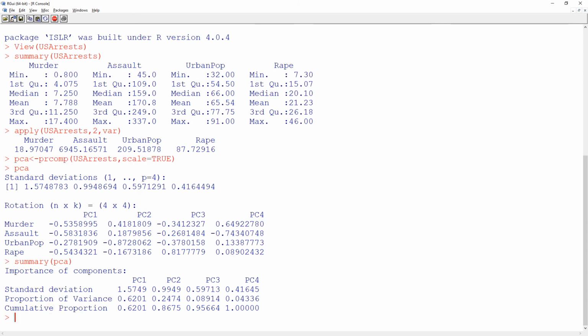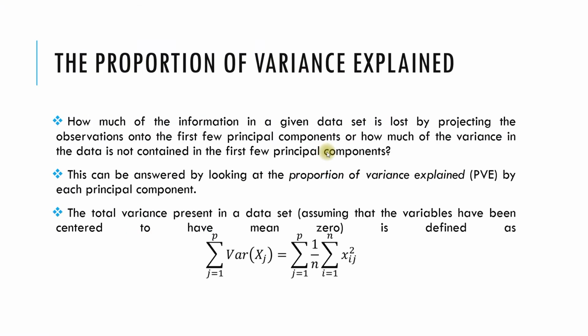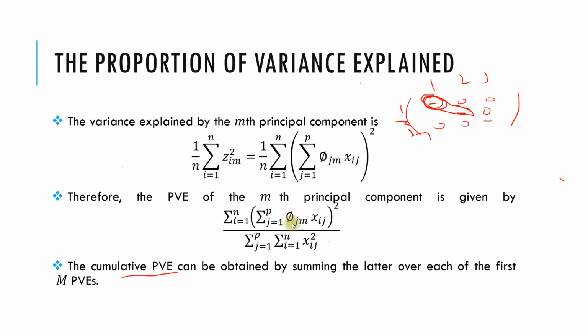Here we are. The summary of the PCA gives us some indication of the proportion of variance that is explained by each of these components. The proportion of variance explained by each component can be found here. This is what I explained here, the proportion of variation that can be obtained.